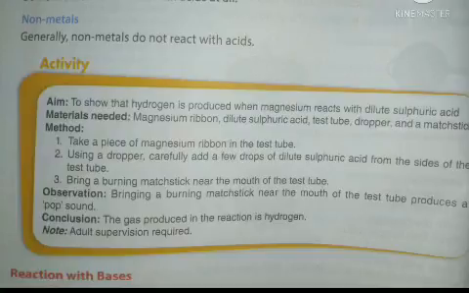The method would be: first step, take a piece of magnesium ribbon in a test tube. Second step, using a dropper, carefully add a few drops of dilute sulfuric acid from the sides of the test tube onto the magnesium ribbon. And the third step, the observation: bringing a burning matchstick near the mouth of the test tube will produce a pop sound. The conclusion is the pop sound is produced because of the reaction of the hydrogen gas which is produced in this reaction. You must be supervised by the teacher.